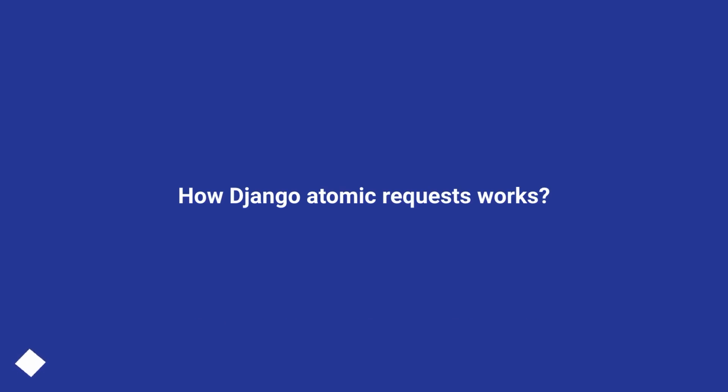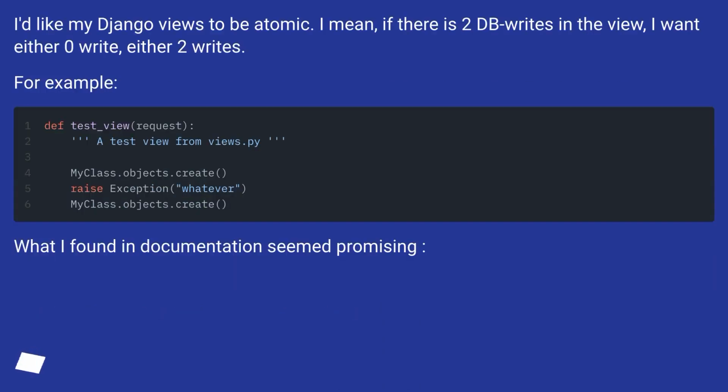How does Django atomic requests work? I'd like my Django views to be atomic. I mean, if there are two DB writes in the view, I want either zero writes or two writes. For example, what I found in the documentation seemed promising.